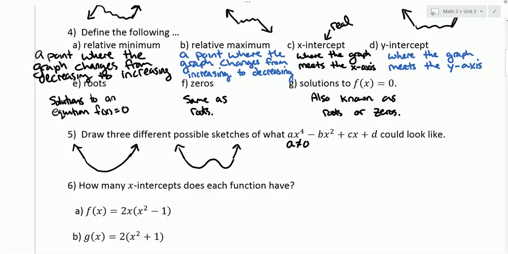And look something like that. If a is negative, then both sides would be pointed down. And it looks something like an upside down parabola. That would work. Okay. So those are 3 possible sketches of this 4th degree polynomial.